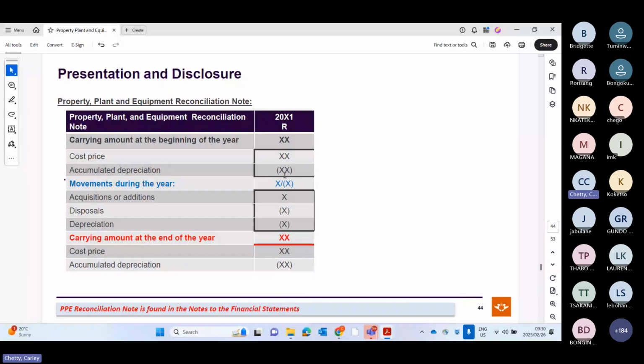Then we have movements during the year. We have acquisitions or additions. If we purchase new items of PPE, we'll add that in. If we have disposals, we'll record that as well. Obviously, the disposals and the depreciation must be shown in brackets to show that the value of our property, plant, and equipment is reducing. Then we have carrying amounts at the end of the year. We have the cost price and the accumulated depreciation, and these amounts will obviously take into account the movements. And this will give us the carrying amounts at the end of the year.